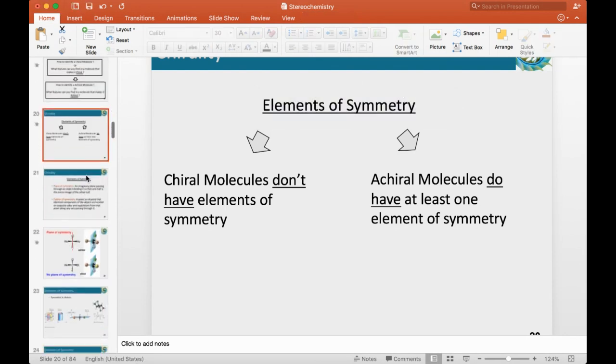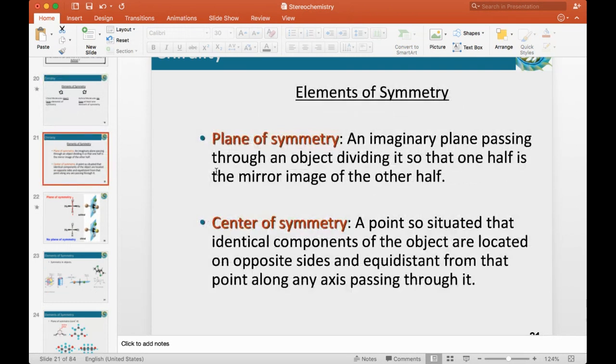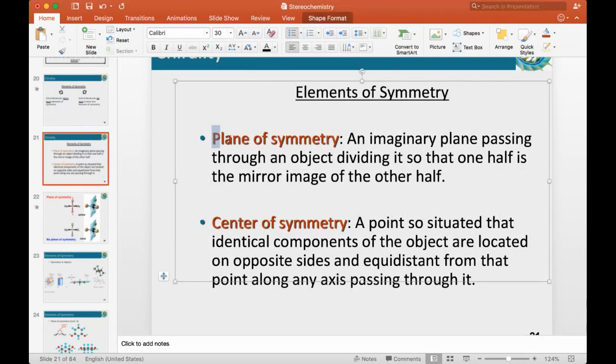Okay? So the elements of symmetry that you guys need to be familiar with are two. One of them, plane of symmetry.